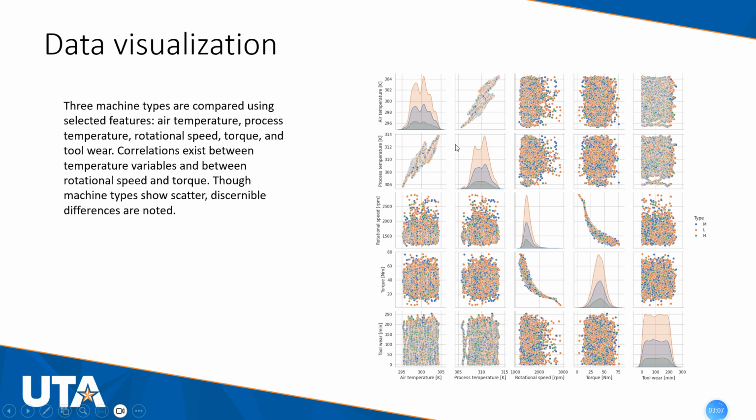Also, the curves on the diagonal show the data range of each type. We can see that for machine type H, the air and process temperature data have a small range. The largest range shows in L. These features vary a lot in our data set. So from that, we can see that most types are widely distributed across the other features.